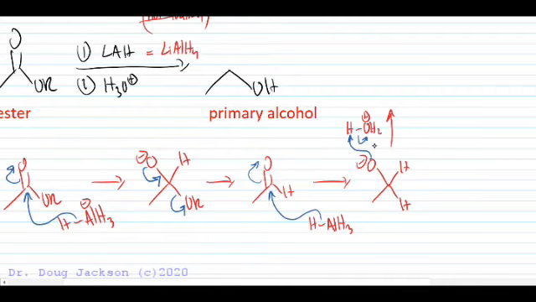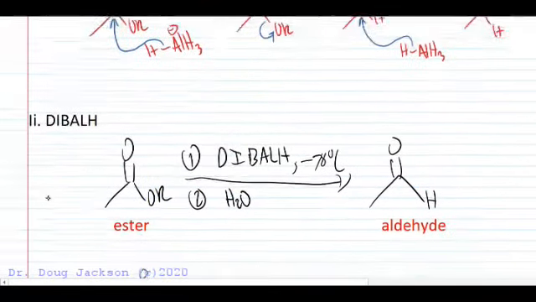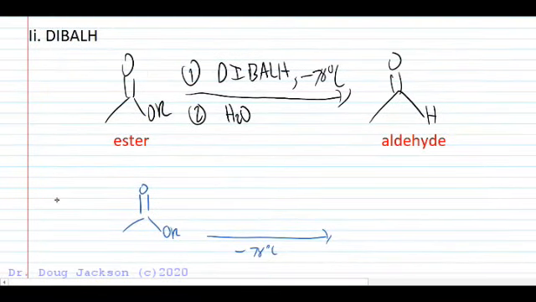And we get our primary alcohol. Okay, suppose that you don't want to react all the way to the primary alcohol and you want to stop at an aldehyde when reducing your ester. You can use a reagent known as DIBALH, or diisobutyl aluminum hydride.